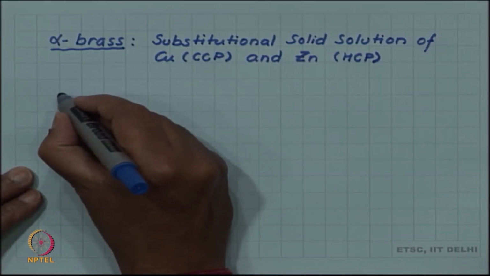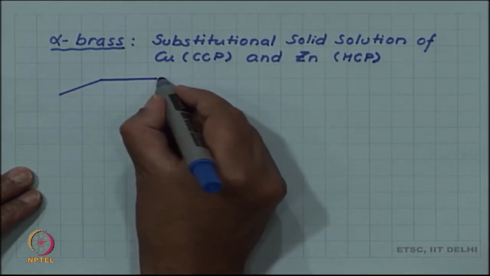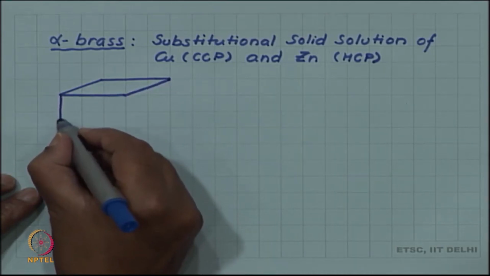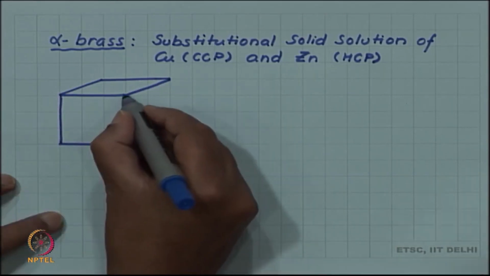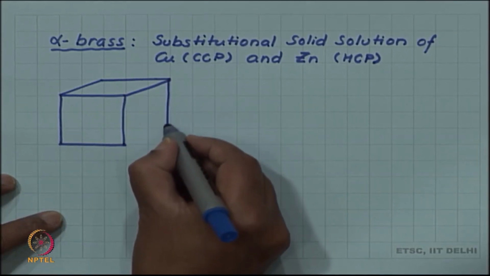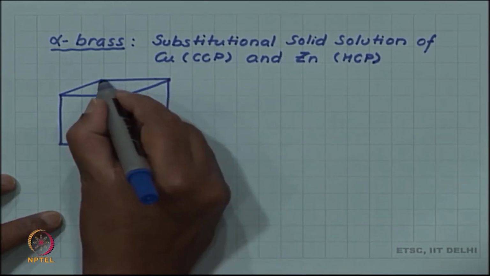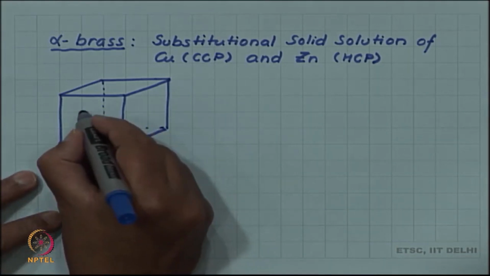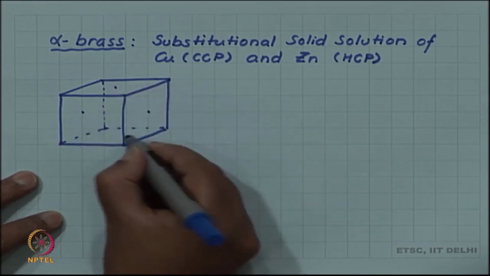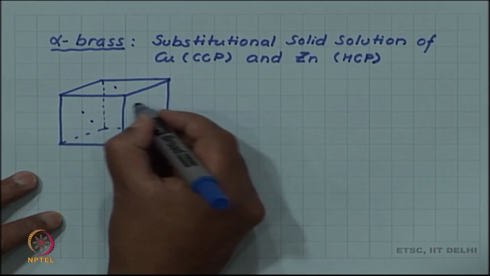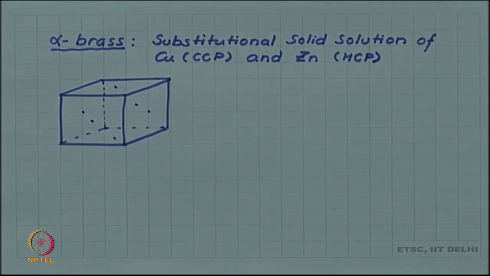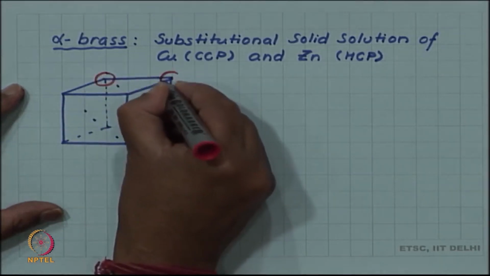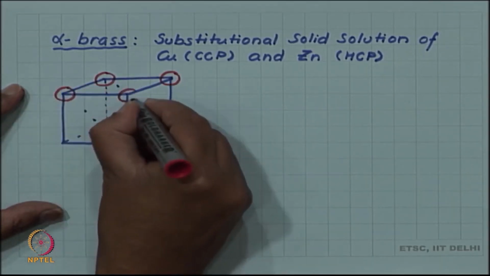So, note that copper is cubic close packed. If I make a unit cell of copper, the face center locations are also the lattice sites, and let me say a red copper atom is sitting at each of these locations.